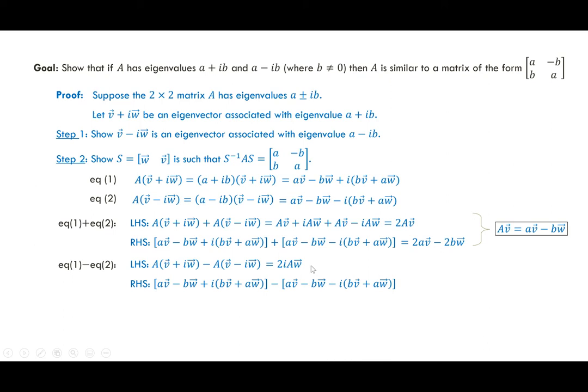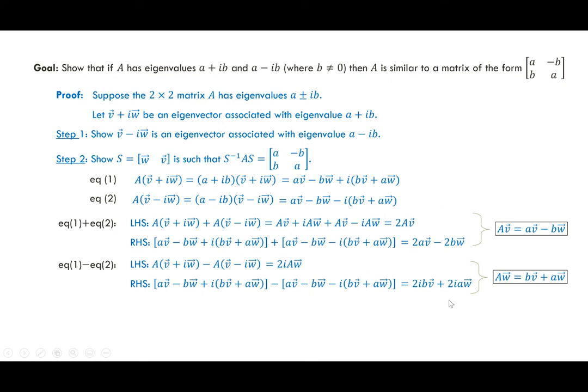On the right-hand side, now we are subtracting this off, and so these aVs are going to cancel, these bWs are going to cancel, and now we're going to get 2i times bV plus 2i times aW. All right, and these two things have to be equal, so let's cancel the 2i's from everywhere. And putting those together, we get this equation. AW is b times V plus a times W.